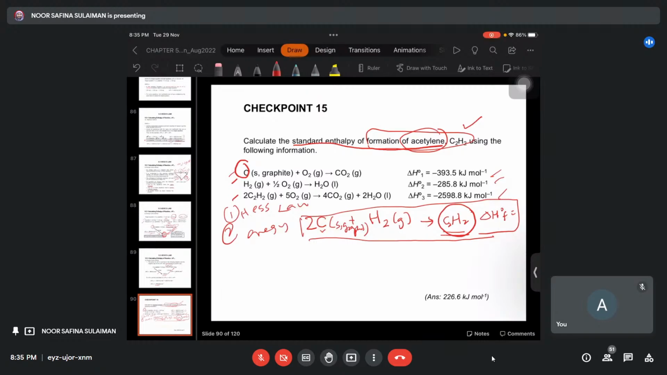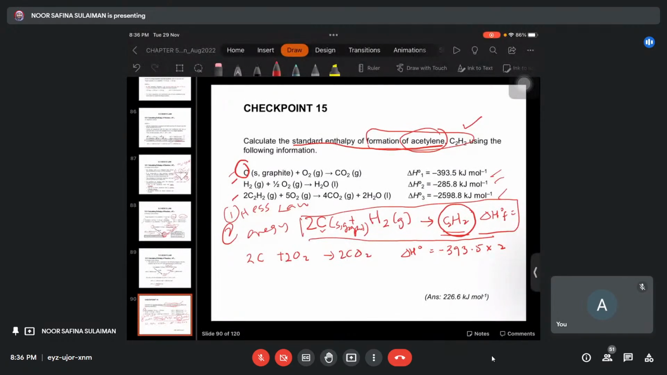plus O2 produce 2CO2, and then berapa data H0 dia? Kena darab dengan 2. So negative 393.5 times 2. Okay. Seterusnya equation number 2.